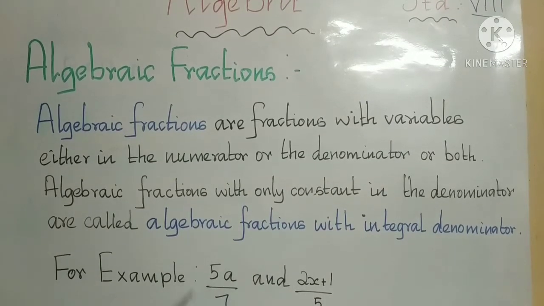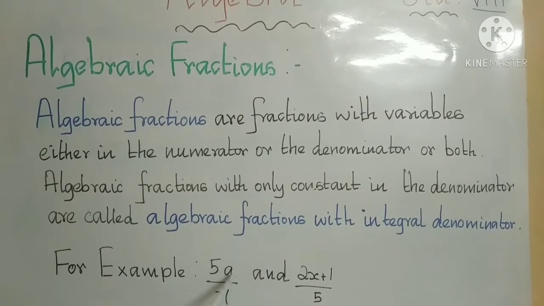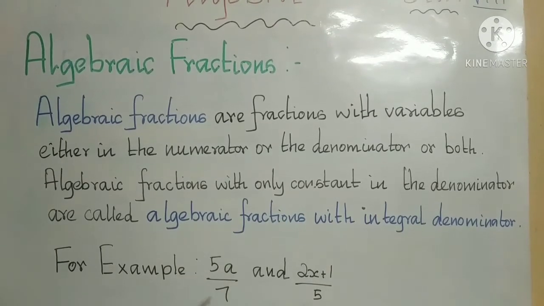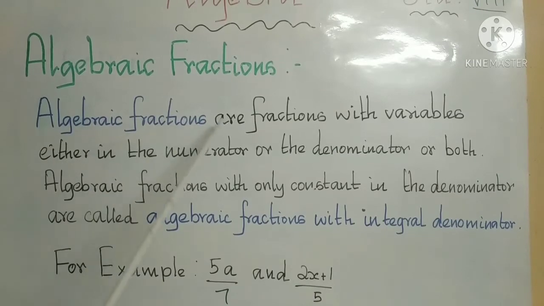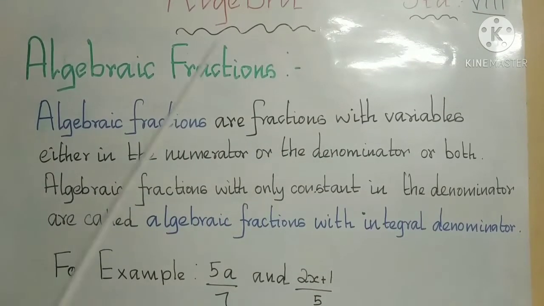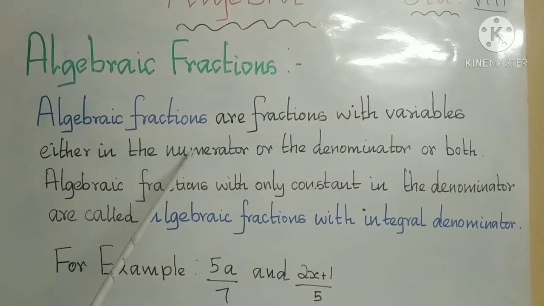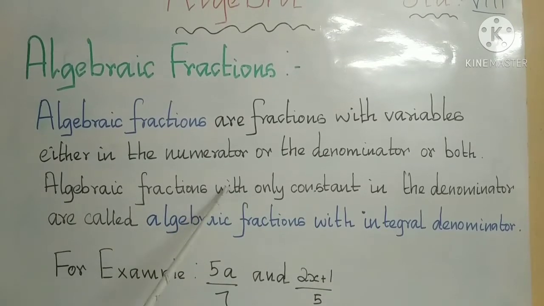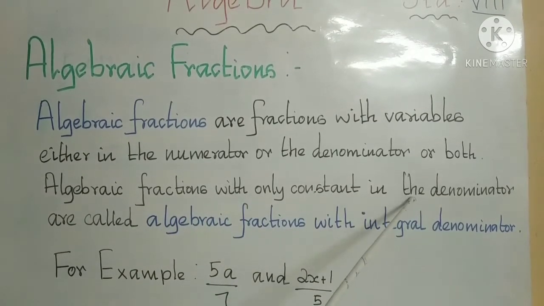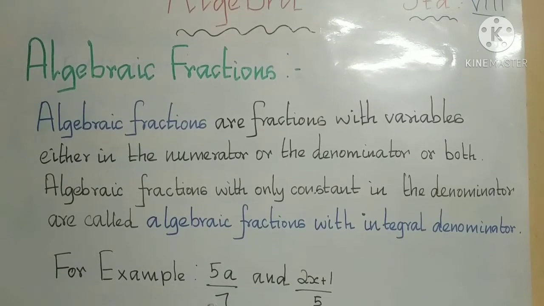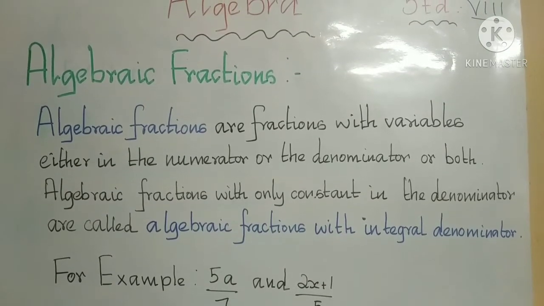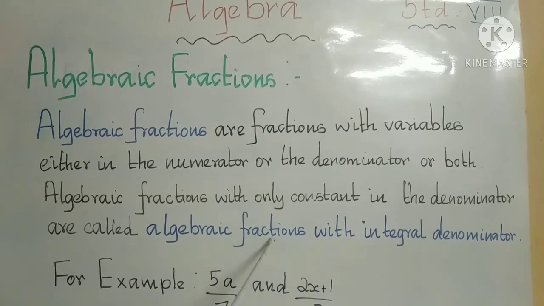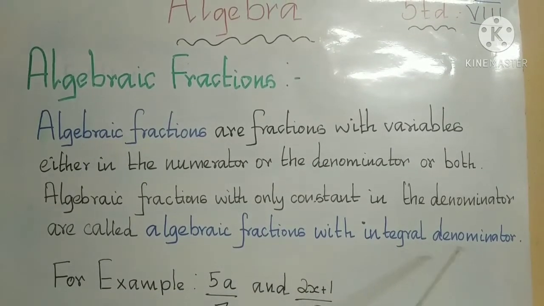See this example. This numerator contains the variable a. So this fraction is called an algebraic fraction. So algebraic fractions are fractions with variables either in the numerator or the denominator or both. See the next point. Algebraic fractions with only constant in the denominator are called algebraic fractions with integral denominator.